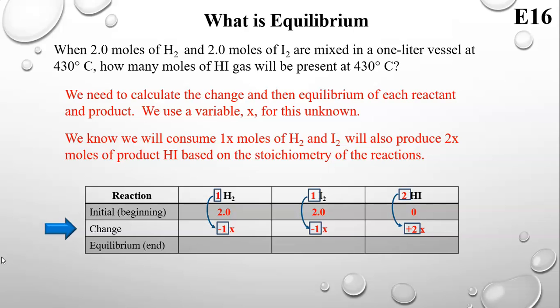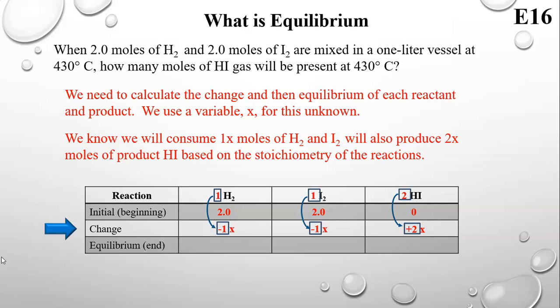We use the variable x for this unknown. We know that we will consume 1x moles of H2 and I2 and will produce 2x moles of the product HI based on the stoichiometry of the reaction. So the way you set up the change line very simply is you have some unknown change. That's the whole point of doing this. You don't know what that change is going to be. That's going to eventually lead you to the equilibrium. But one thing you always do is you always put whatever the coefficient in front of the reactants and products is, you put that in front of x.